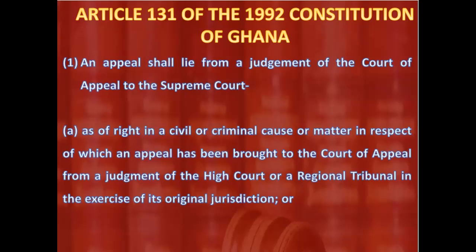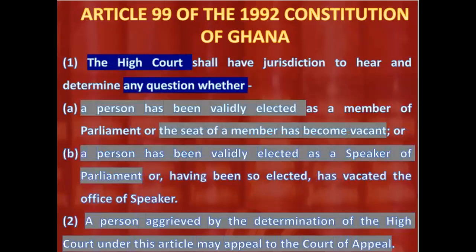So the question is this: Article 99 indicates that when you have any action challenging that a person has been validly elected as a member of parliament, the court that has original jurisdiction is the High Court. And Article 99 says that if you are dissatisfied with the High Court decision, you can go to the Court of Appeal. But nowhere in Article 99 have we said that when you are not happy, you can further go to the Supreme Court. But we have seen Article 131 of the Constitution, which is a general provision indicating that an appeal shall lie from a judgment of the Court of Appeal to the Supreme Court.